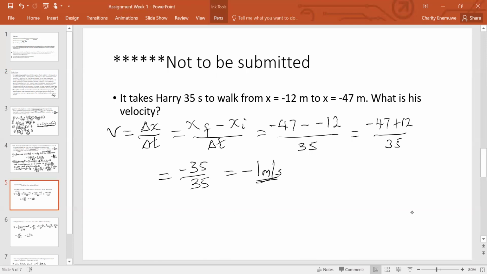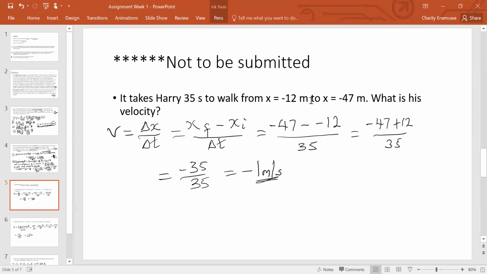The practice question says it takes Harry 35 seconds to walk from minus 12 meters to minus 47 meters. You know what minus means in this kind of description, okay? So it tells you the direction of the walk. So what is velocity? Velocity is simply the change in distance traveled over time, which is change in S over change in T. S final minus S initial.